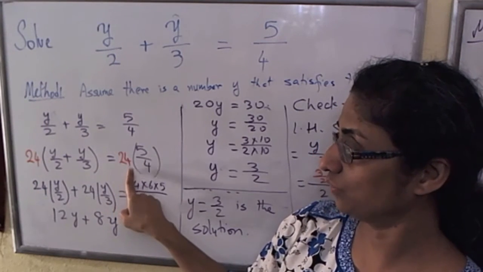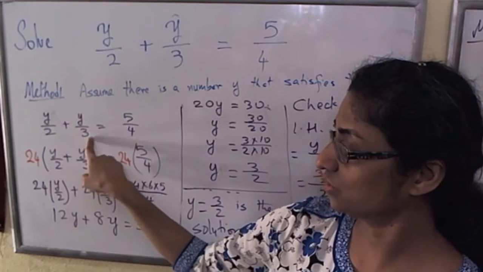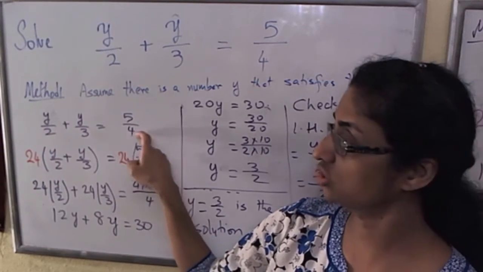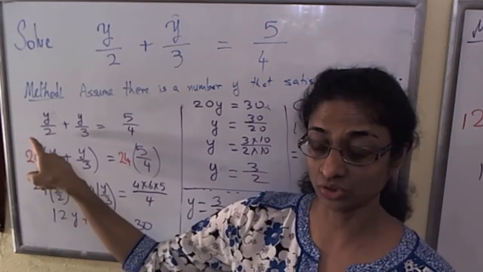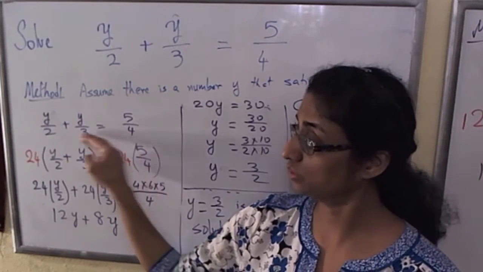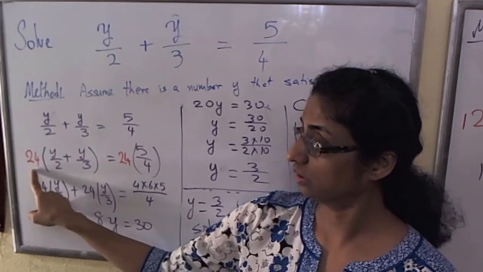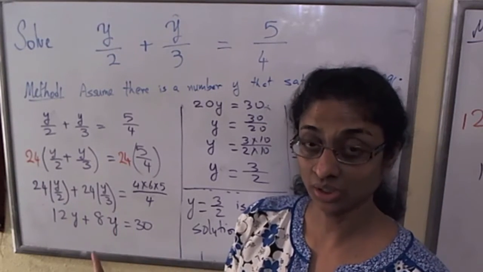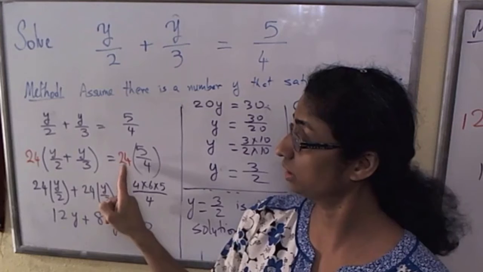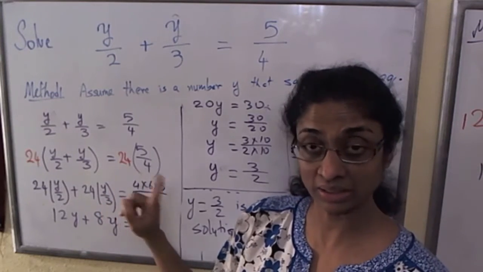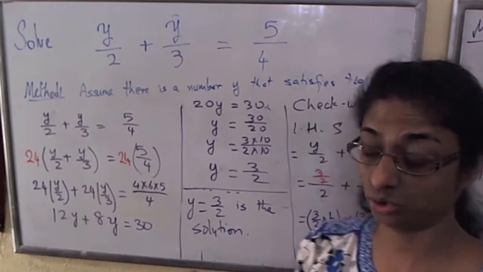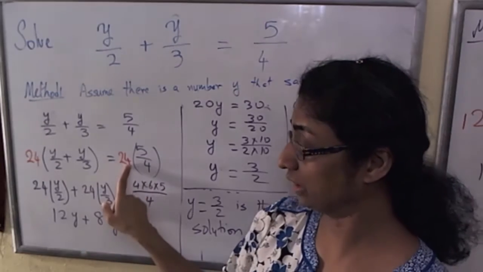Where do I get 24? 2 times 3 times 4. It's just the product of the denominators. In any problem, if you do that, that number will always work in clearing the fractions. There are also other smaller numbers that may work, and that's what we'll discuss in the second method too. For now, let's stay with 24.